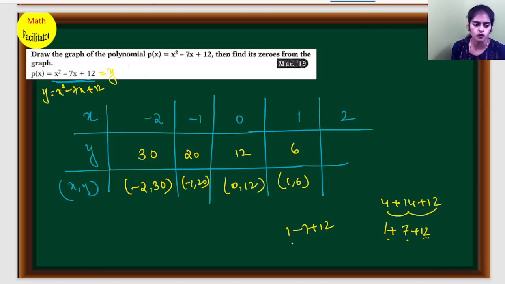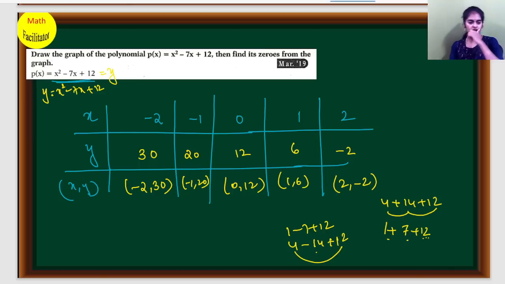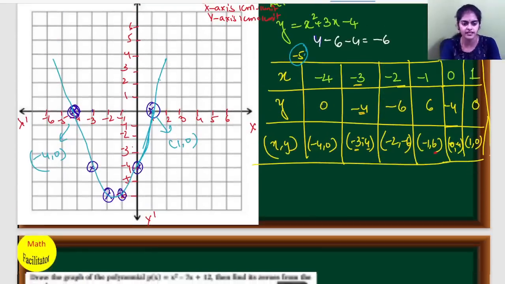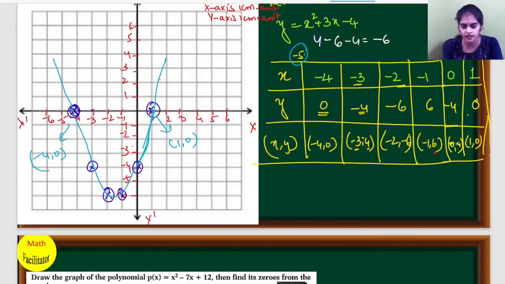If I take 2, so 2 square is 4 minus 14 plus 12. Okay, so how much is this now? So this is 16 minus 14 is 2. So this is nothing but 2, comma minus 2... Okay. So here you did not get any zeros. So here x square minus 7x plus 12. You can see that when you have your y value as 0, you get your zero of the polynomial.